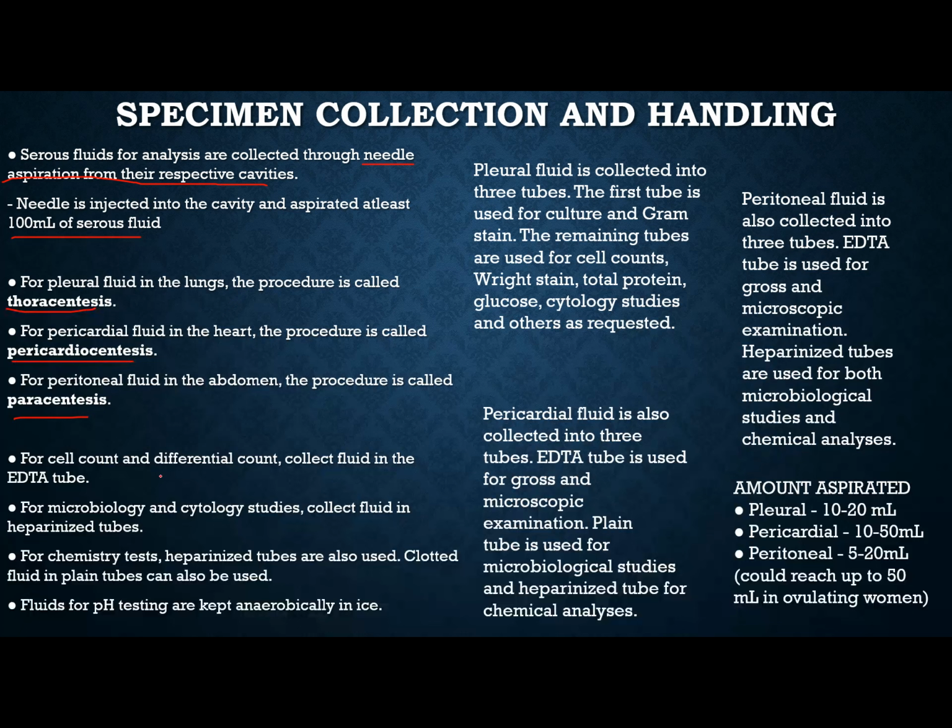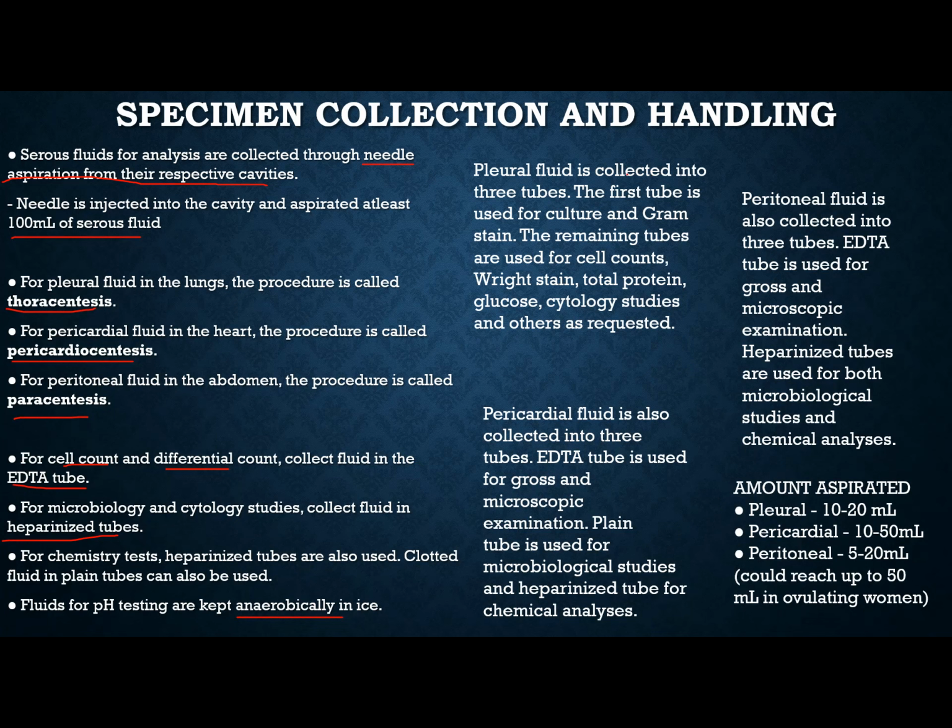paracentesis. Now, for cell count and differential count, you need to collect fluid in the EDTA tube. So if you want to do cell count and diff count in hematology, EDTA. For microbiology and cytology studies, collect fluid in a heparinized tube. For chemistry tests, heparinized tubes are also used. Clotted fluid in plain tubes can also be used. Fluids for pH testing are kept anaerobically in ice class, meaning they are not allowed to be exposed to air. So your tube should be tightly closed.